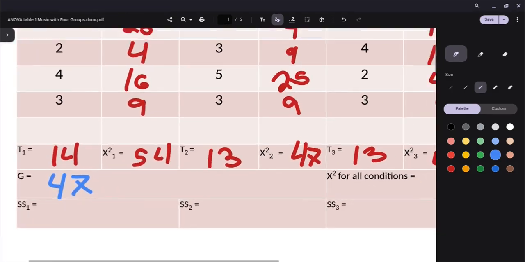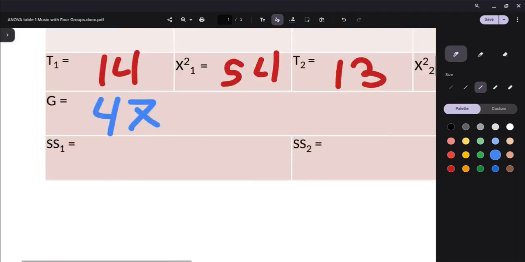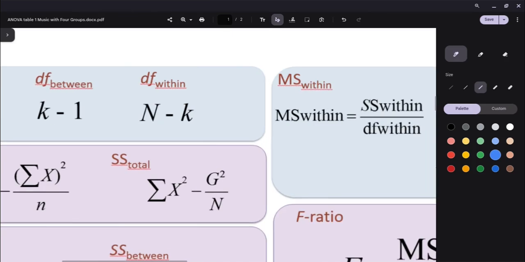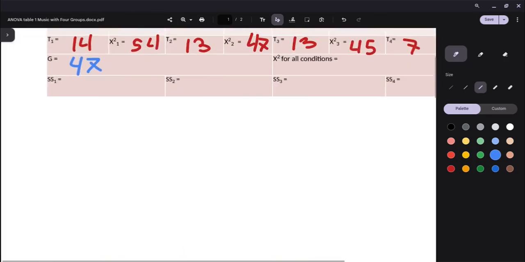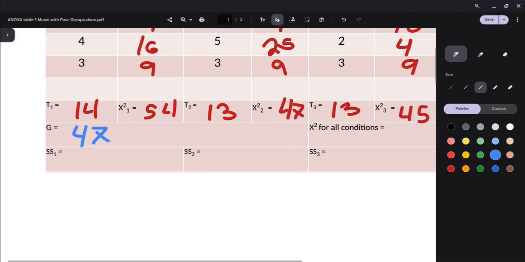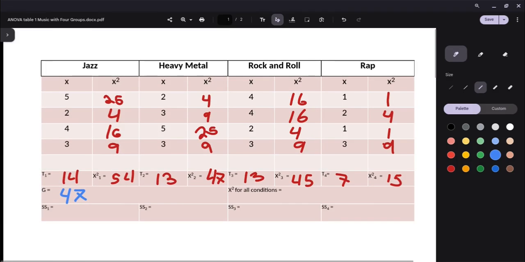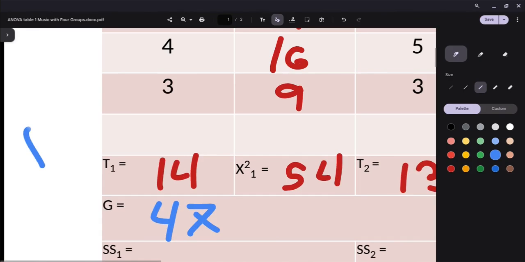And then we'll find our correction factor, or our SS total, which will be G over our total number of people, which is 4 times 4, our 4 groupings and our 4 values going down of our x values. So that means we have 16 as our n, which there's not a spot for, but we'll just write it down here so that we have it.